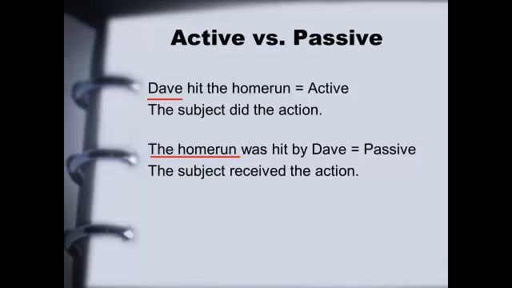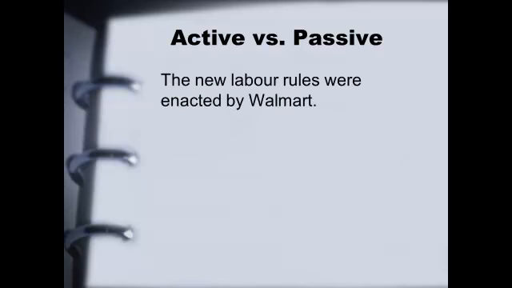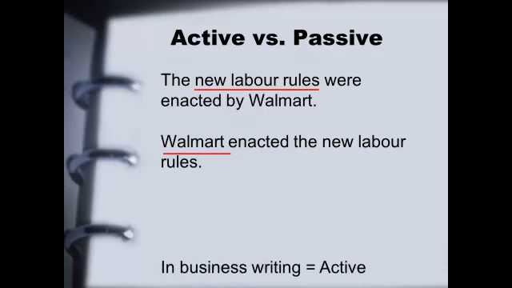So let's take a look at active versus passive in terms of something you might see in a college paper. The new labor rules were enacted by Walmart. Or Walmart enacted the new labor rules. Which is better? Well, in the first one, the new labor rules becomes the subject of the sentence. So they were enacted by Walmart. But if you look at the next sentence, you'll see the subject is Walmart, not the new labor rules. So Walmart enacted the new labor rules. Much more action, much more definitive. And that's why we see it in business writing or college writing a lot, is let's make an active sentence whenever possible.